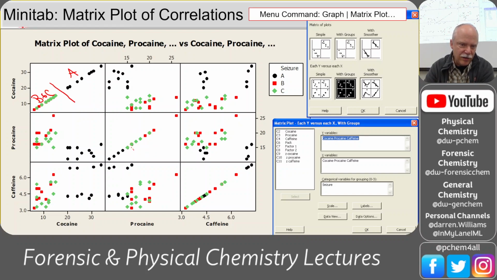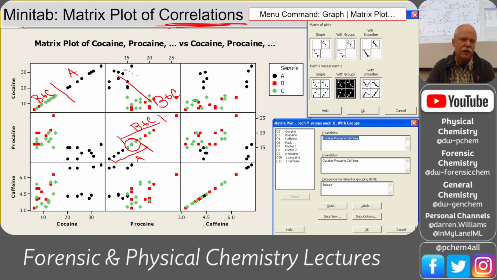Notice on the procaine, I get somewhat of a separation, but they overlap right here. So this is B and C, and this is A. They overlap, and here they're intermixed. For caffeine, there's really no significant difference between the three groups. Now, this is a matrix plot of correlations. So how do we see the correlations? Whenever you get separation of the groups and they give you a slope, like right here, you have B and C and A. So this is saying that cocaine and procaine are negatively correlated.